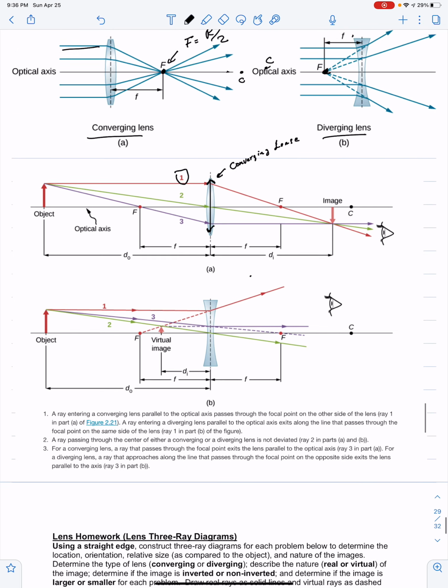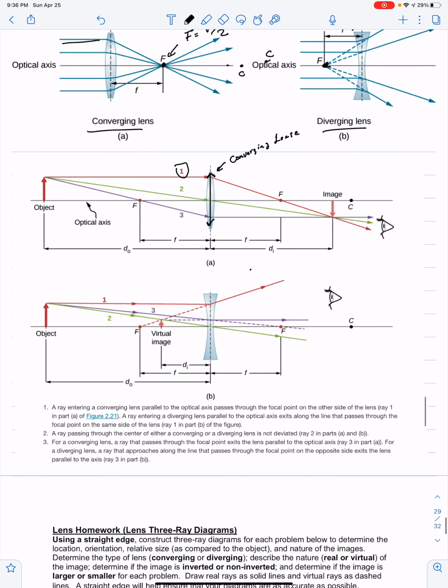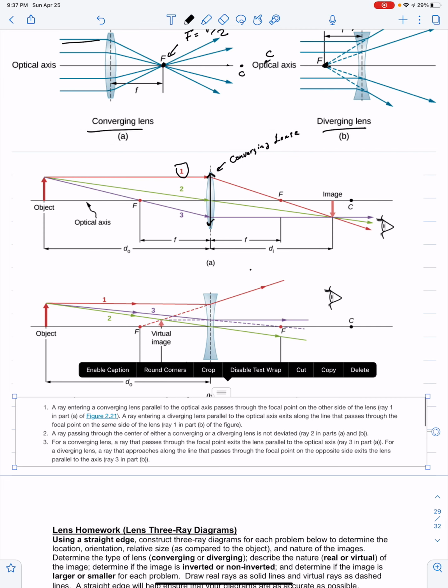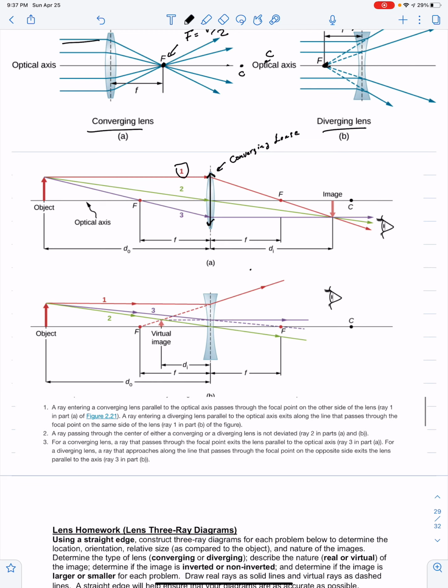Okay? And I think you can possibly read the instructions. A ray entering a converging lens parallel to the optical axis passes through the focal point on the other side of the lens. So this is for a converging lens. There are two different rules for the converging and diverging lens. I know it's a little bit complicated, but please practice this. The first one: the ray enters parallel to the optical axis like it is shown in ray 1, and then it goes all the way to the focal point on the other side. Boom.